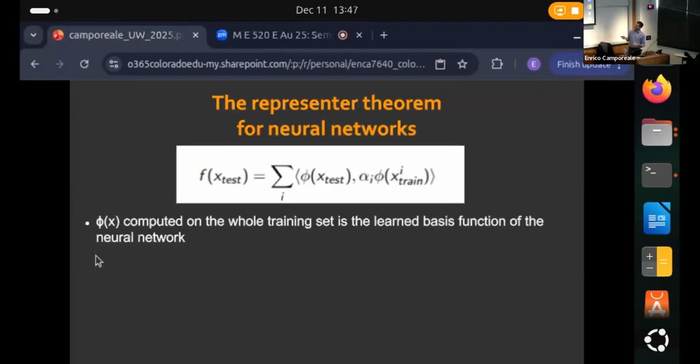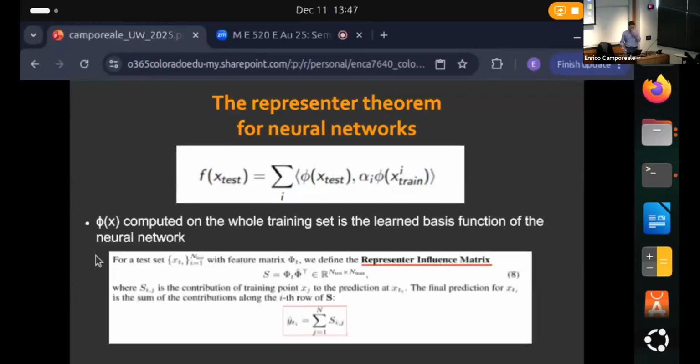And this is all you need really if you want to come up with a pruning strategy, because this immediately tells you that if you have any vector phi of x test which is orthogonal to phi of x train, it means that that single training point does not contribute to the output of the test point. And that's all you need for pruning, right? And this is exactly what we did.